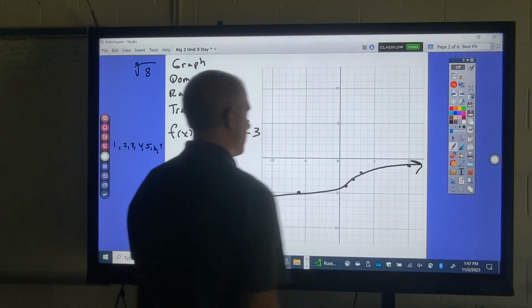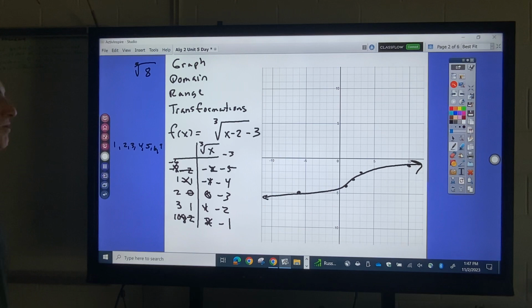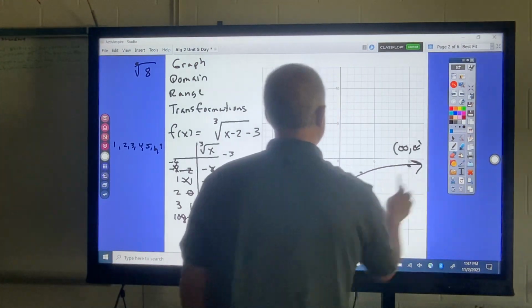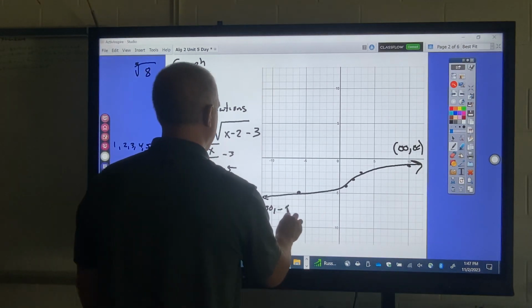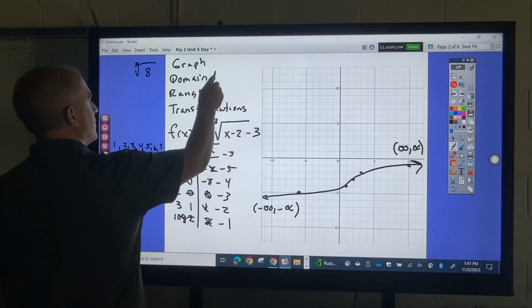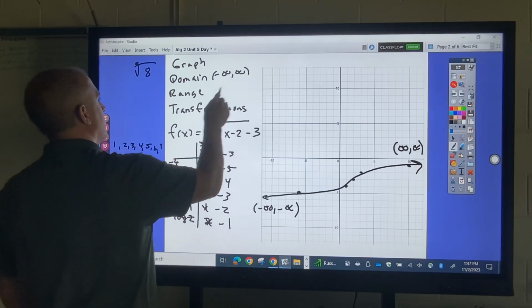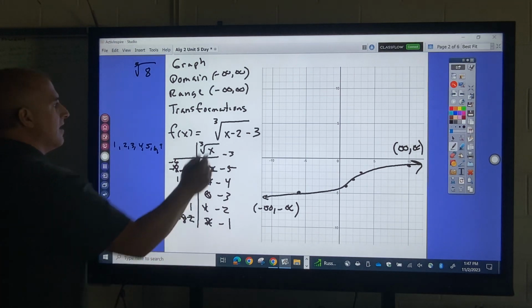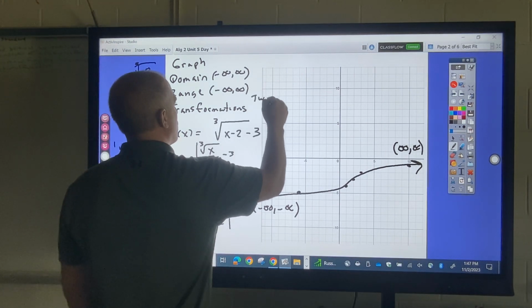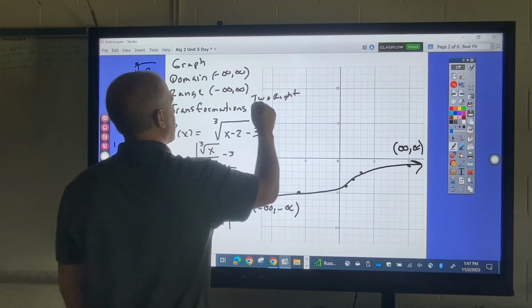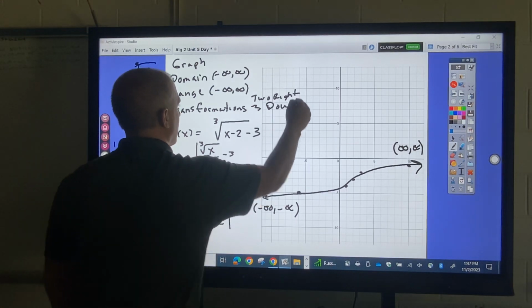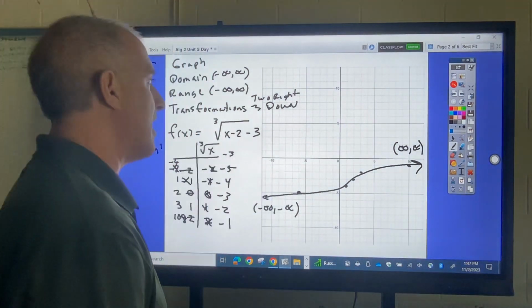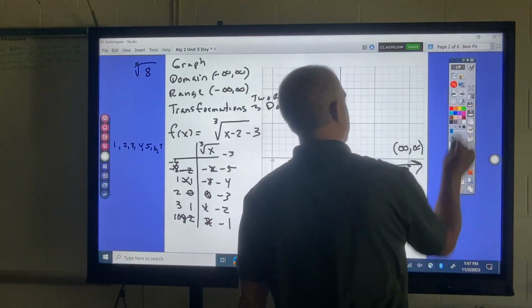Now, that's infinity, infinity. This is negative infinity, negative infinity. So what's my domain? Smallest x value, negative infinity, biggest is positive infinity. Same thing with the range. What are my transformations? 2 right, 3 down. Very simply. And in class I'll do a parent graph explanation of that one.